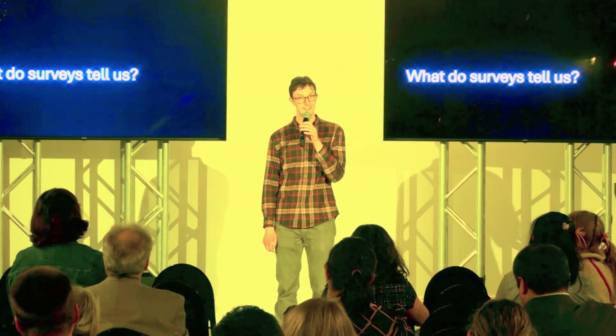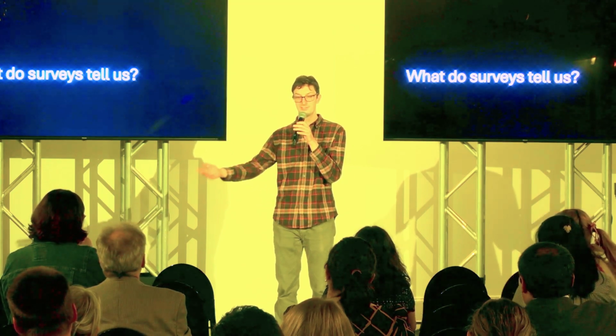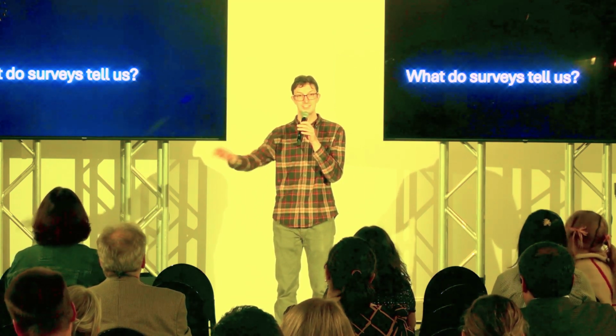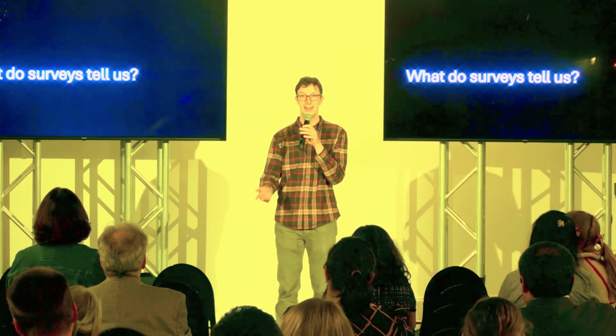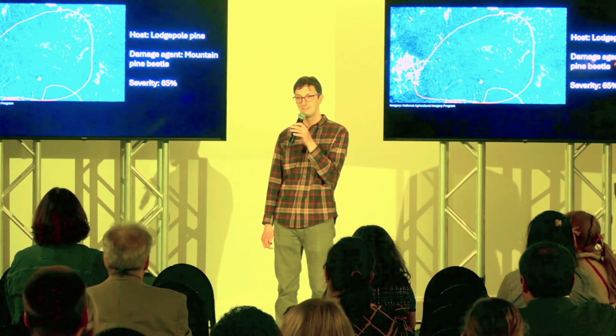These surveys don't just tell us where dead trees are, they give us context for why they died. Things like, what was the host species? What were the agents that caused mortality, like fire, disease, or otherwise? And what proportion of all the trees were affected?